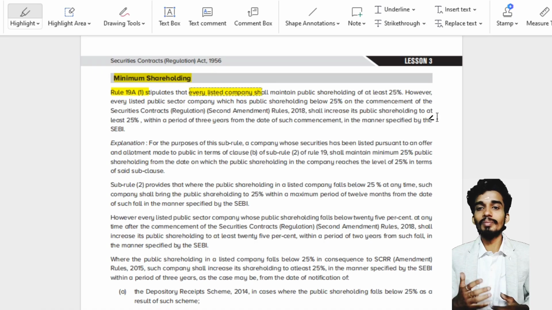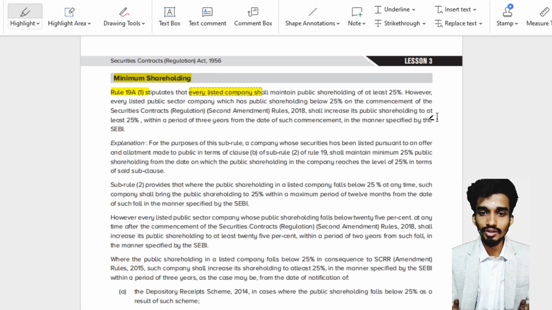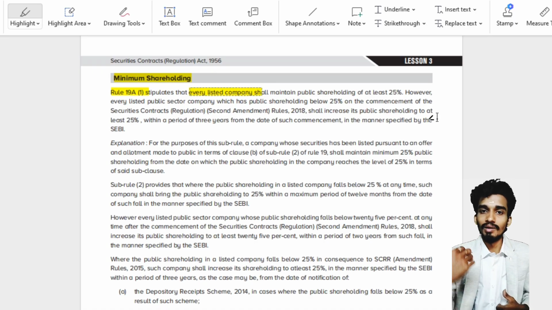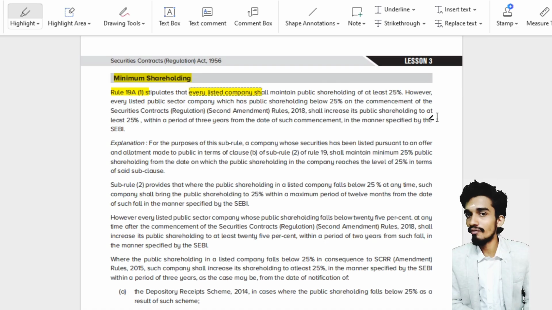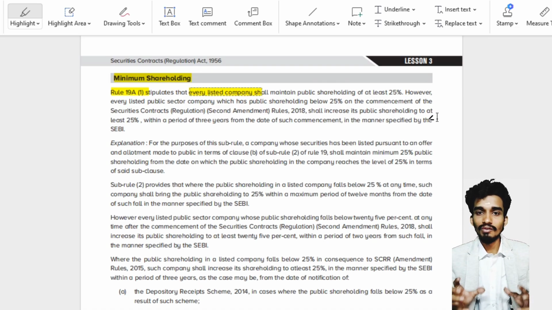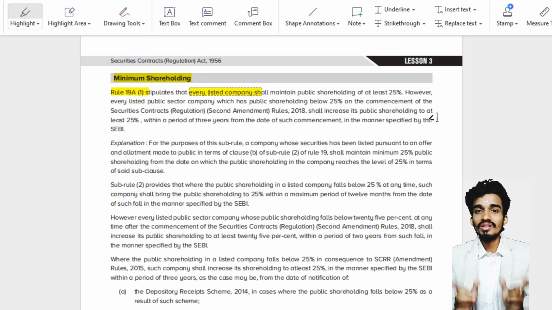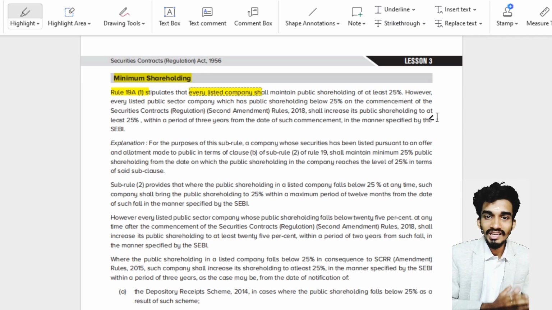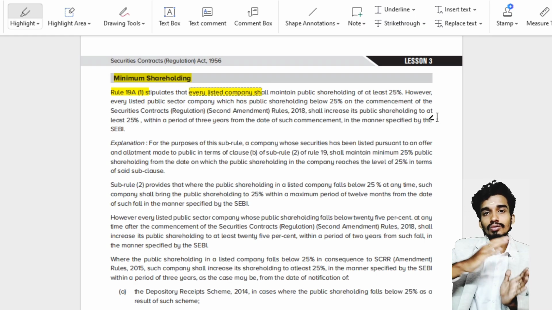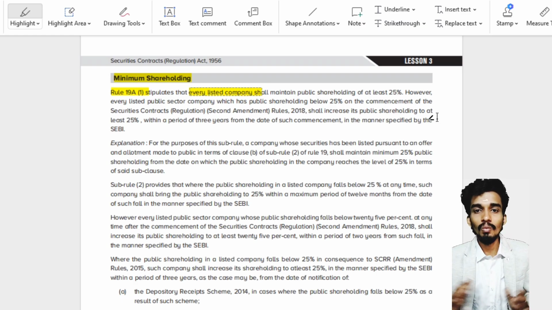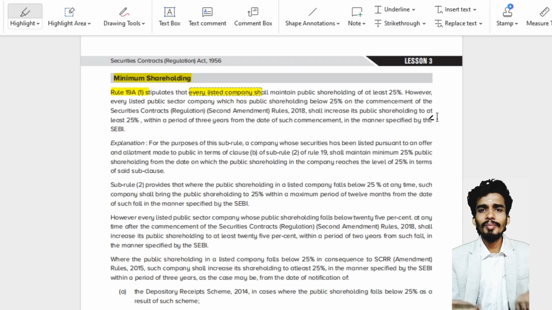But what if the promoter is having 76%? Then the public shareholding reduces to 24%. Such 24% has to be increased to 25% within a period of 1 year, that is 12 months. What if they do not do so? They will be penalized, removed from the stock exchange, and face all the consequences.